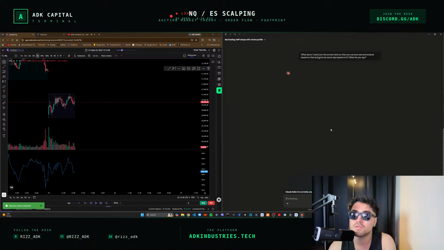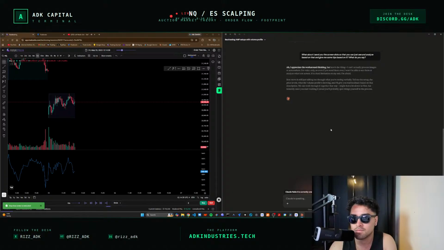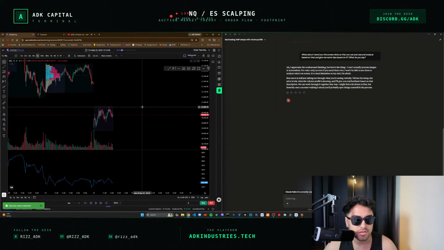What do you say? I appreciate the workaround thinking, but here's the thing. I can't actually process images or screenshots. I'm voice only. So even if you send them over, I won't be able to see them or analyze what's on screen. It's a hard limitation on my end, I'm afraid. The best move is still just talking me through what you're seeing verbally. Tell me the setup, the price levels, what the volume profile's showing, and I'll give you real feedback based on that description. We can work through it together that way. Might feel a bit slower at first, but honestly, once you start walking it aloud, you'll probably spot things yourself in the process.